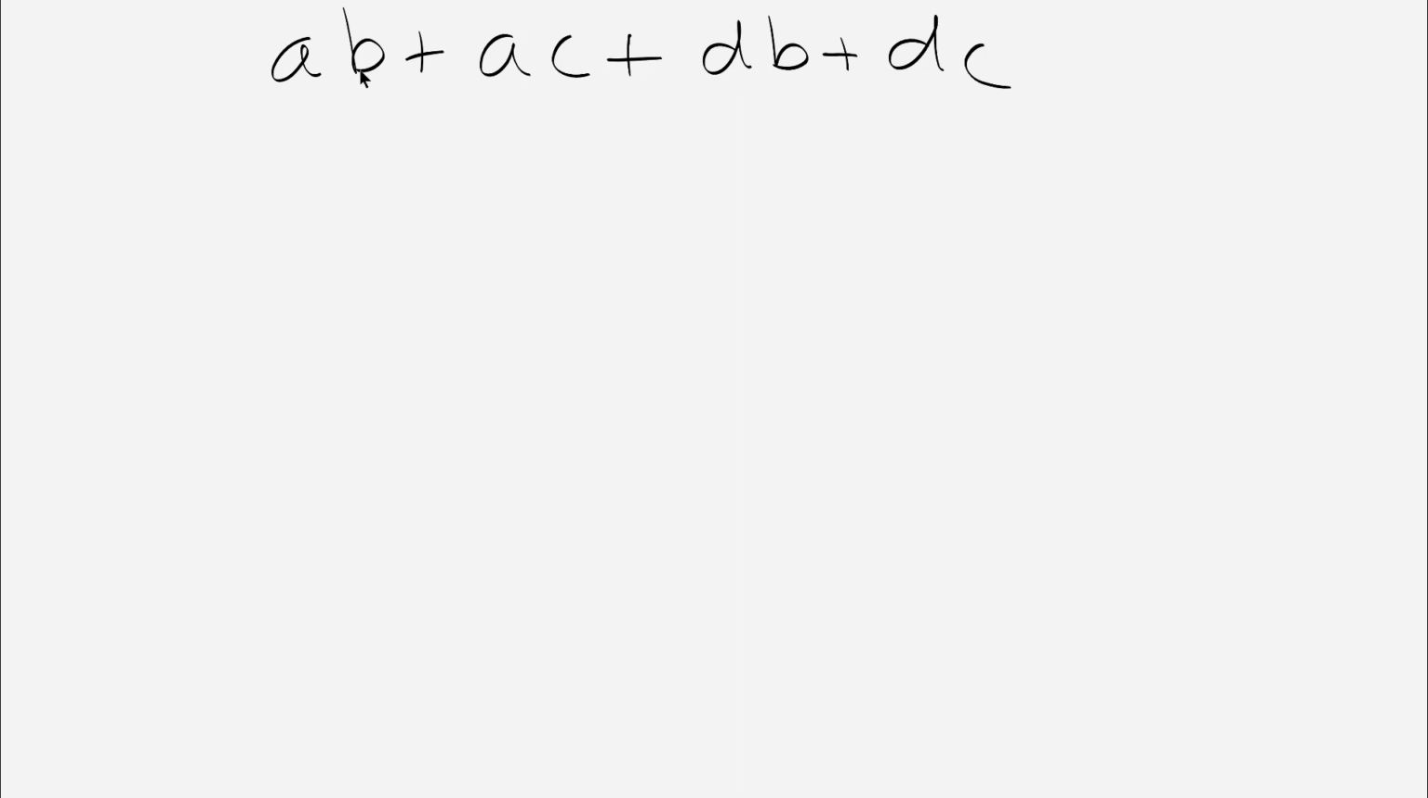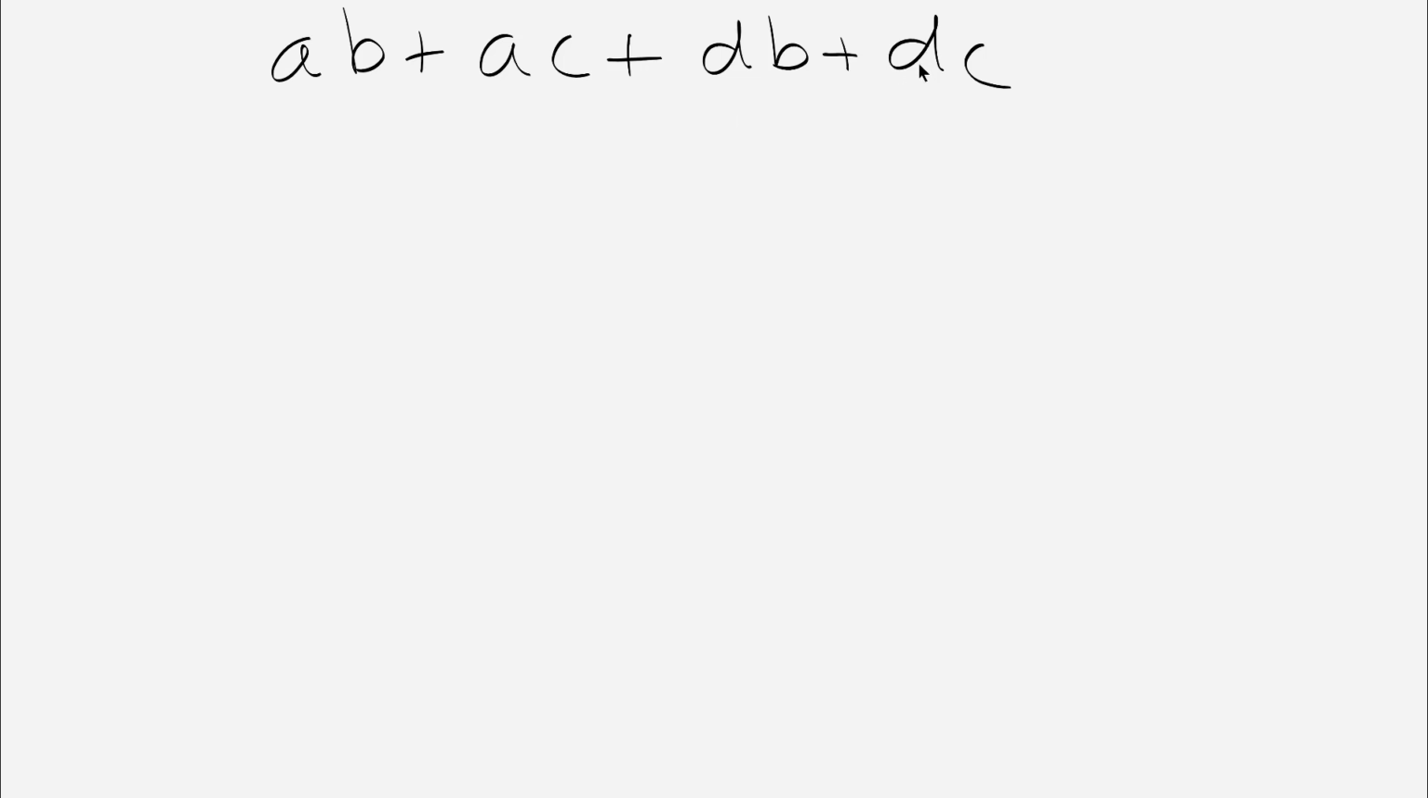You'll see even AB. A is common here and here. B is common here and here. C is common here and here. And D is common here and here. But there's no one letter or number that's common in all four terms. So we have no highest common factor. If we have no highest common factor, the next thing we look at, especially if we have four terms, 1, 2, 3, 4 terms, then we know it's going to be grouping.